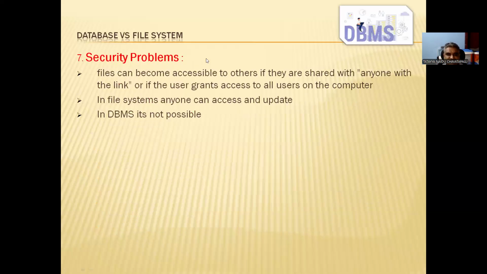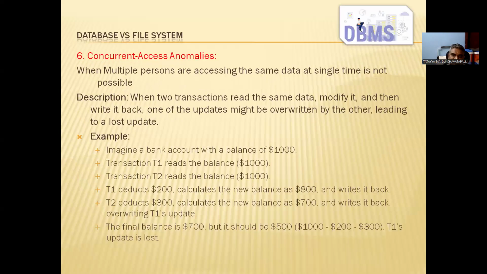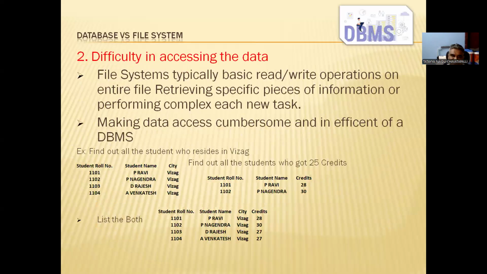The next one is the security problem. In a file system, files become accessible to others if they are shared with anyone through a link, or if the user grants access to all users on the computer. In the file system anyone can access and update. In DBMS it's not possible. Okay, this is about file system versus DBMS.